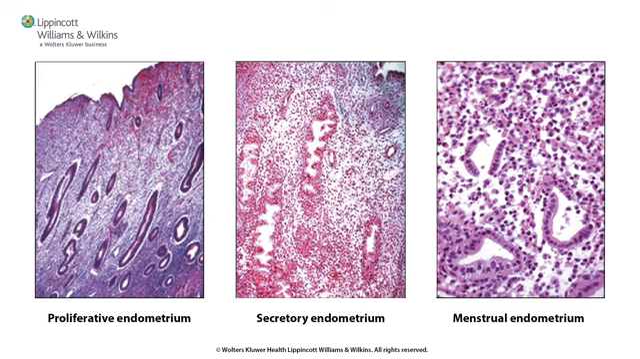On the left is a section of endometrium from the proliferative phase, the first half of the menstrual cycle. You can see that the glands are straight and tubular, and the stroma is dense. Then in the middle is a section from the secretory phase, the second half of the cycle. Here, the glands are dilated and tortuous, almost corkscrew-shaped, and the background stroma is loose and edematous. And finally, on the right, is a section of menstrual endometrium. You have fragmentation of the glands, and you can see that the stroma is breaking up.